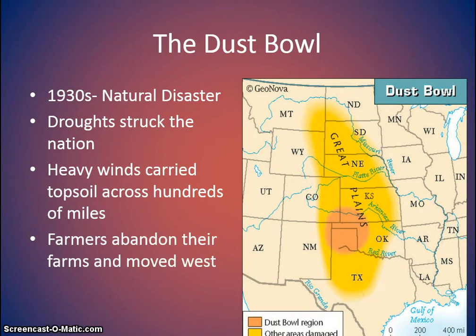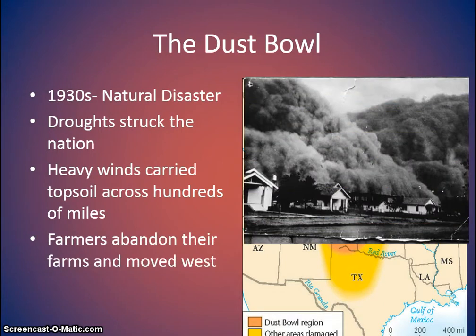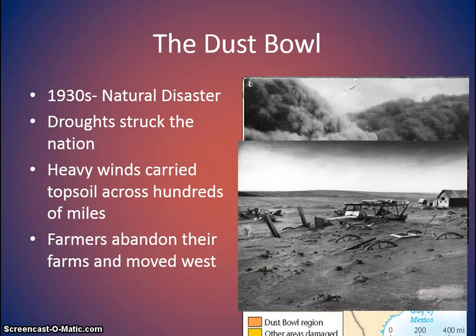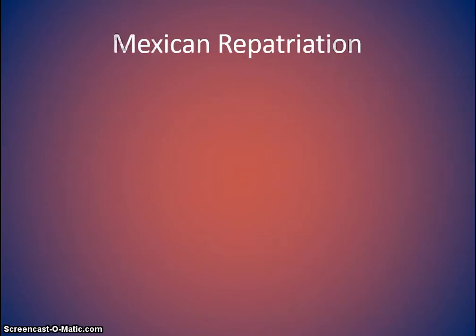Farmers abandoned their farms and they moved west. Now these are going to be known as Okies, right? And these are the kind of storms that you had. Now sometimes in Laredo you will have storms like this, but it's not this bad. Okay, that's the Dust Bowl and the dust storms, the effects of them.